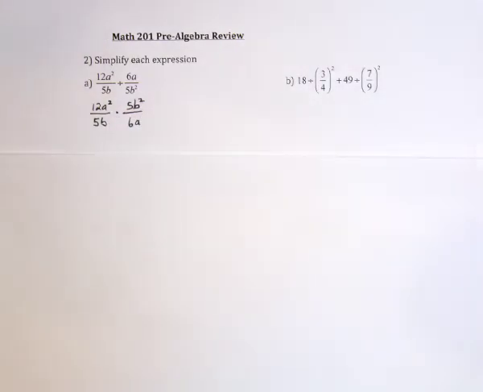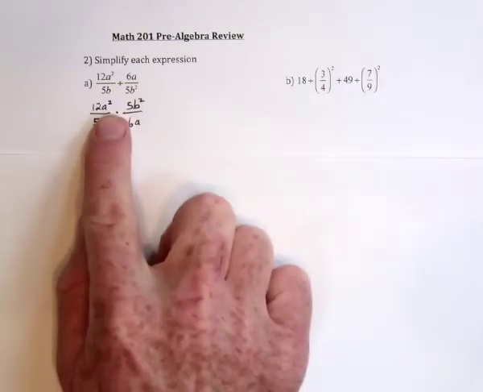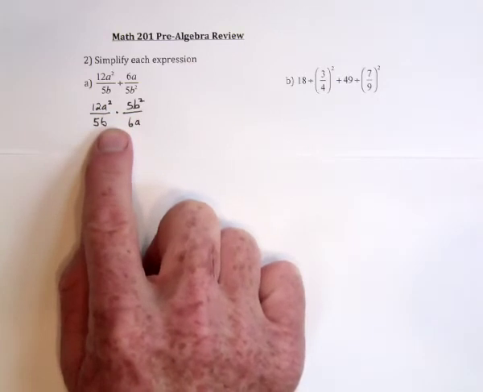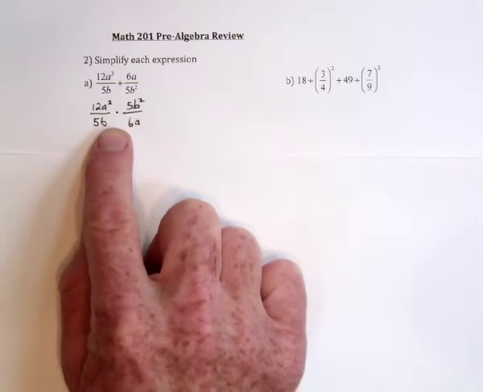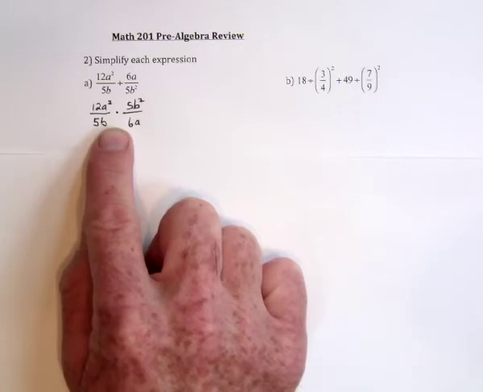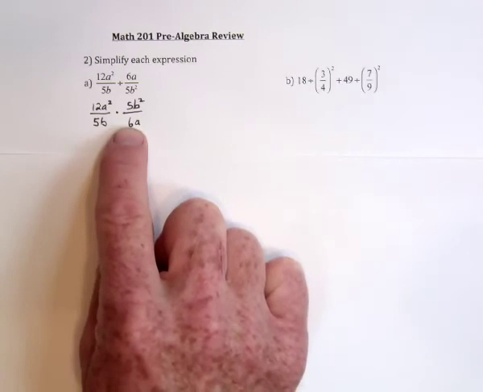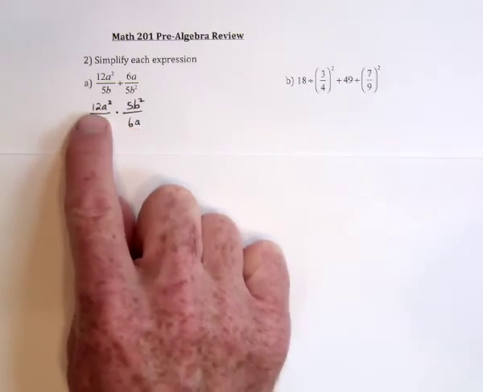Now there are some choices. For multiplying fractions, you could just multiply across the top. That would be 12 times 5 is 60, and a squared times a b squared. Multiply across the bottom, 5 times 6 is 30 times a times b. Or you could start reducing. For example, this says take 6, divide it into 12.